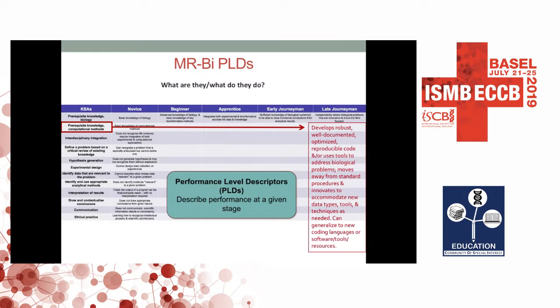So the performance level descriptors describe performance at any given stage. The example highlighted here is the prerequisite knowledge of computational methods. And that, for a novice, is basic knowledge of the computational method, all the way down to independence and the creative description of what we believe an individual is.